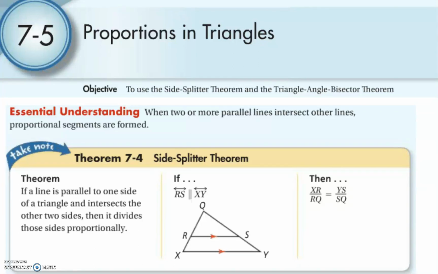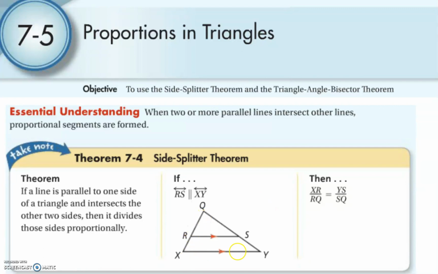Okay, we're going to continue our discussion about triangles and proportions, and we're going to look specifically at two theorems here. The first one is going to be the side splitter theorem. It's a lot like it sounds. It splits up the sides and happens to split them up proportionally. So you can see over here the proportion that's created.